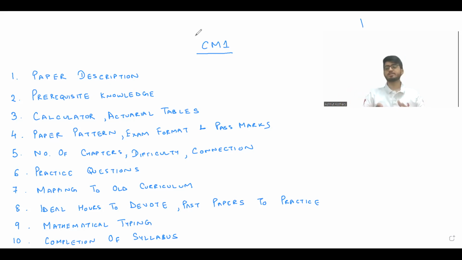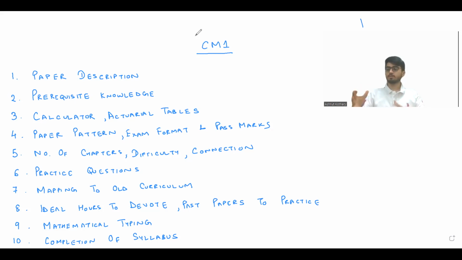So overall, I would say that of all the initial 6 papers, that is CM1, CM2, CS1, CS2, CB1, and CB2, CM1 I would say is the most scoring one, and also it is relatively easier to clear. Just that you need to have practiced a lot, because what might initially take you 1 hour to solve a particular question, only through repeated practice you would be able to cut down the time to, let's say, 30 minutes or 40 minutes or so.